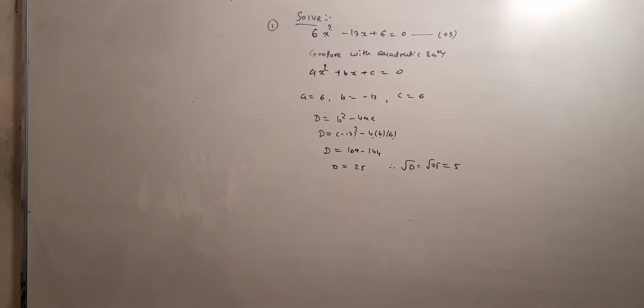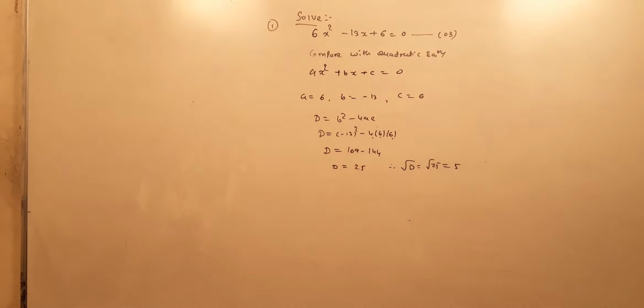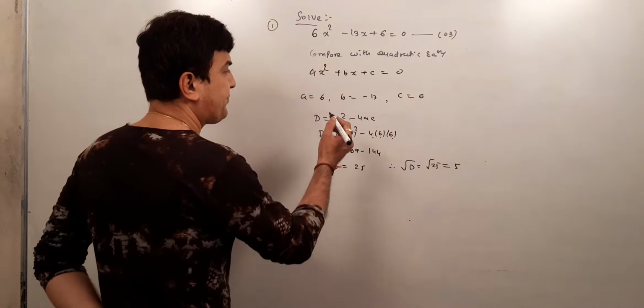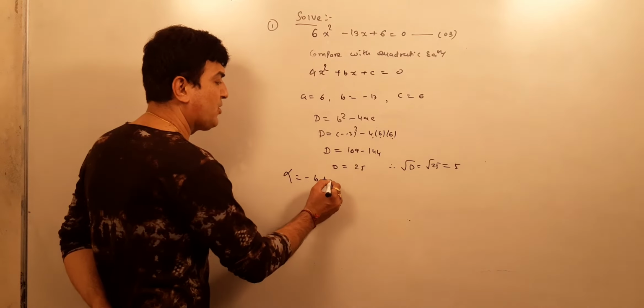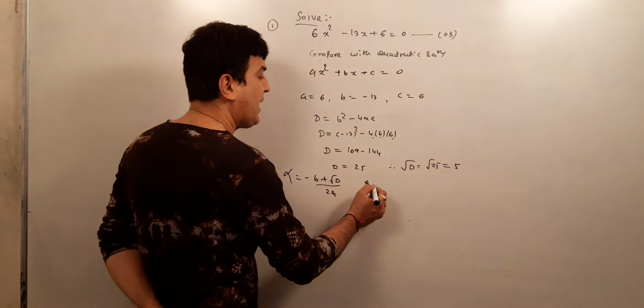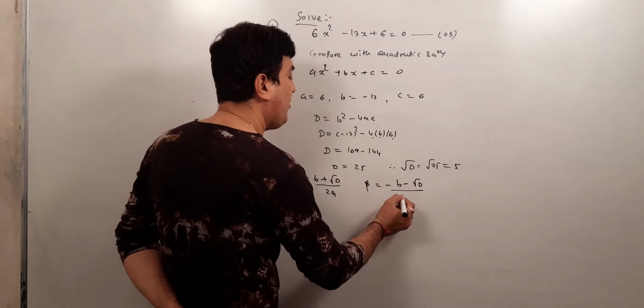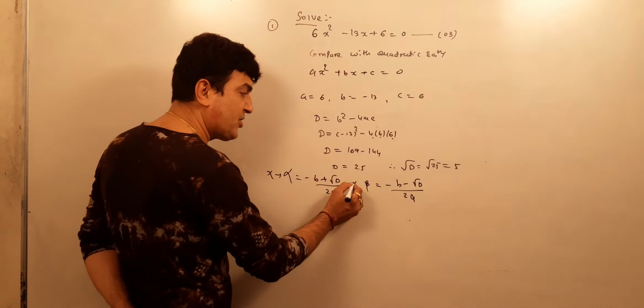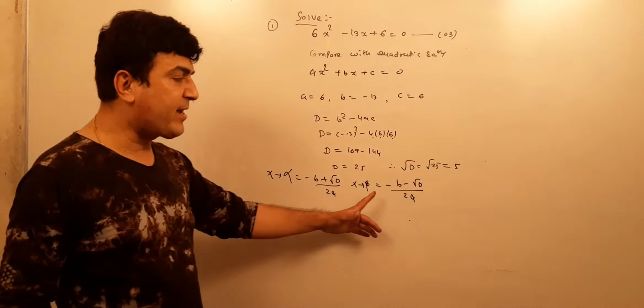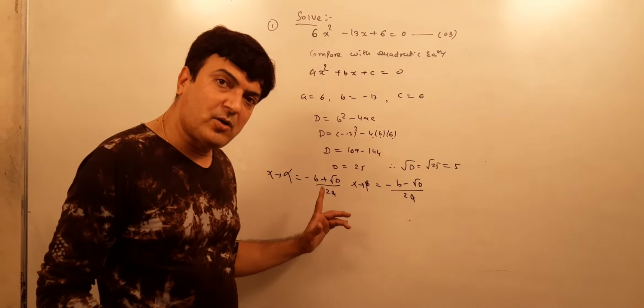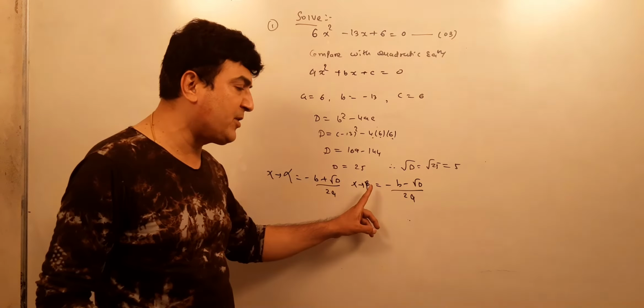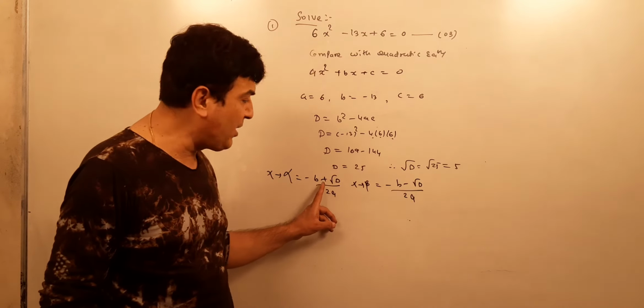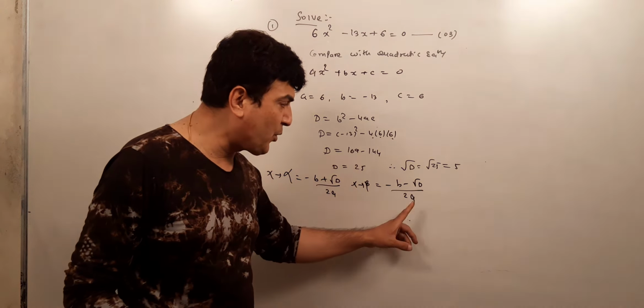Then how to solve? Okay, alpha is minus b plus root d upon 2a, and beta. This is the value of x. This is also the value of x. There are two values of x, but we have to arrange in the quadratic equation. One name is alpha, another name is beta. This is the basic formula: minus b plus root d upon 2a, minus b minus root d upon 2a.